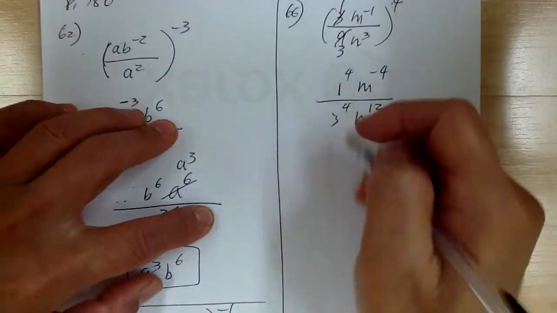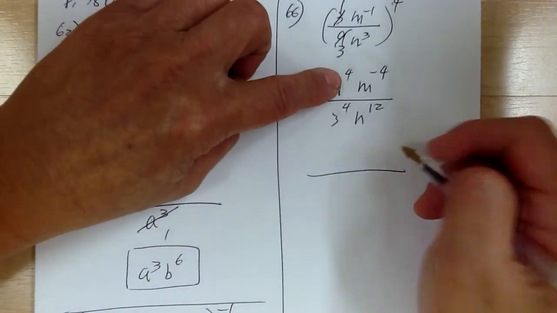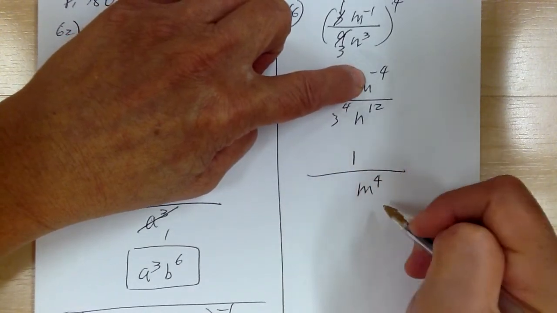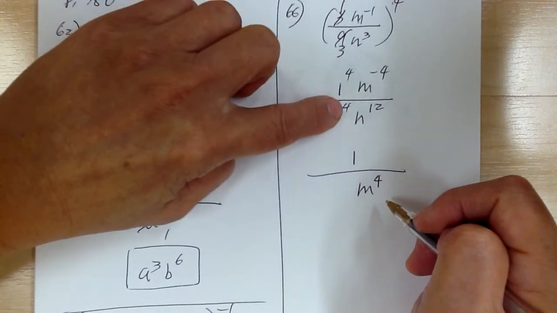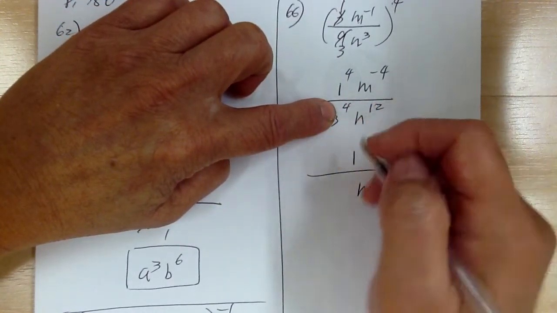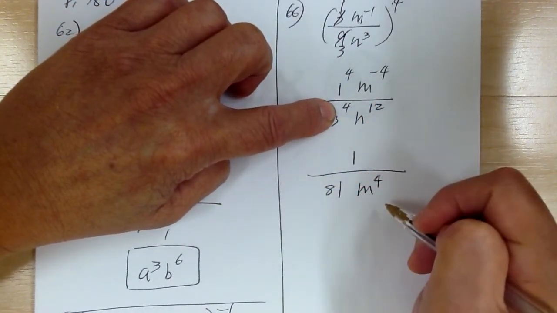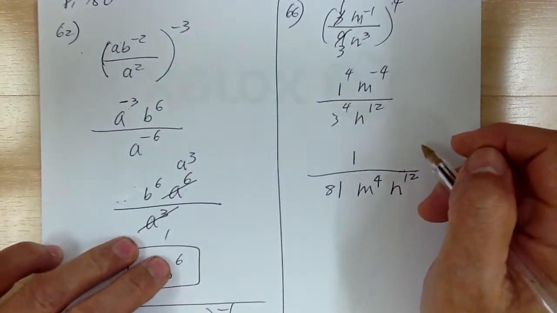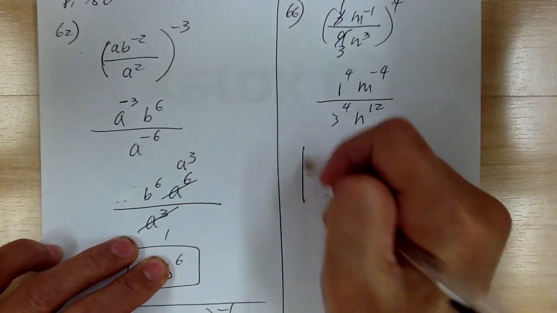Okay, after that, you can go and start to work it out. So this one stays, so it's still 1. This one gets flipped to the bottom, so it'll be m to the 4. I just go down the list. 3 to the 4, it stays. When you multiply out, it becomes 81. And this one stays. And after that, that's it. You don't have to do anything after that.